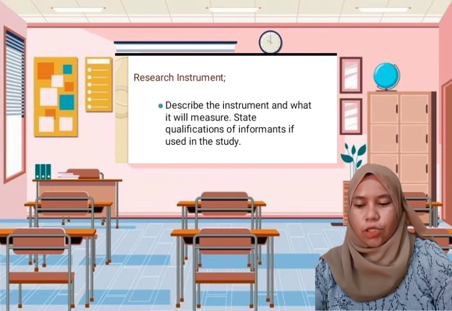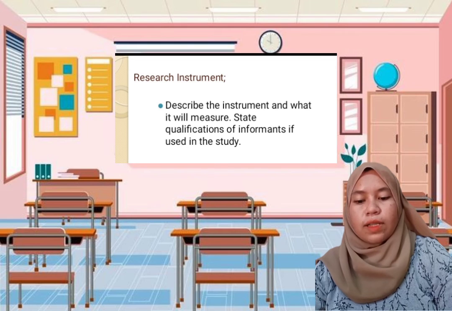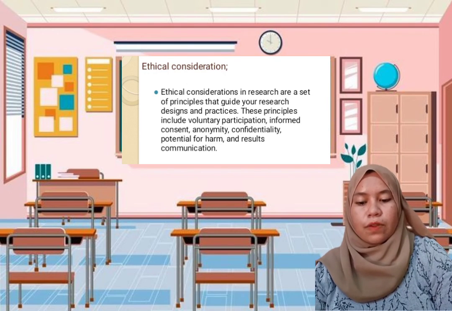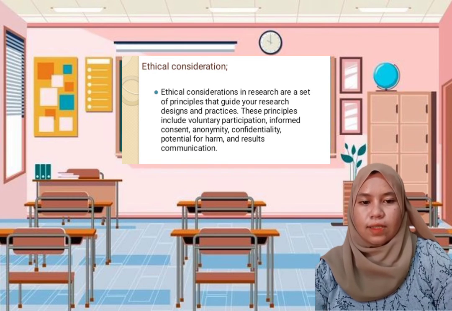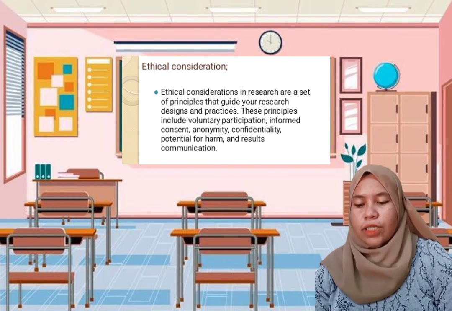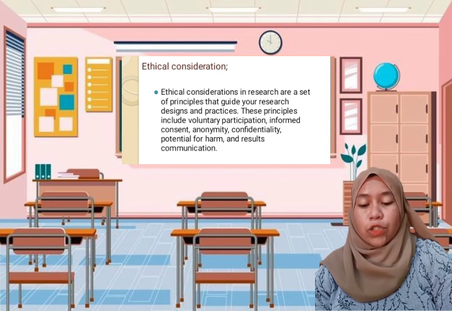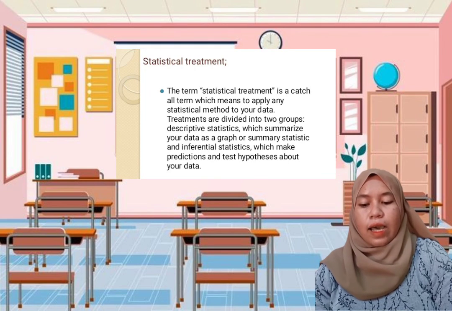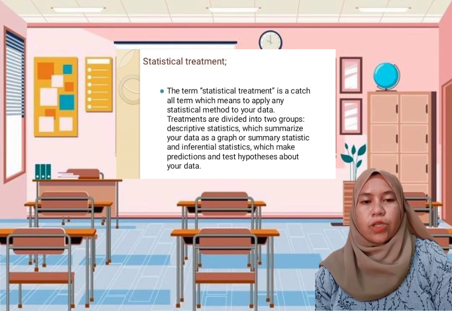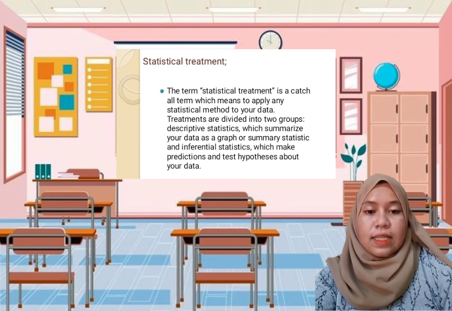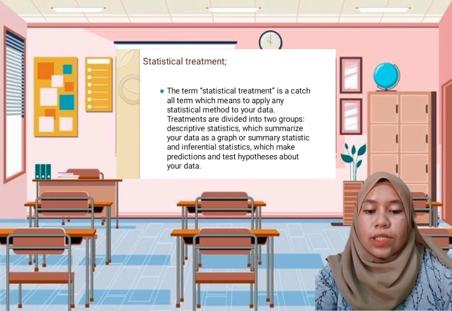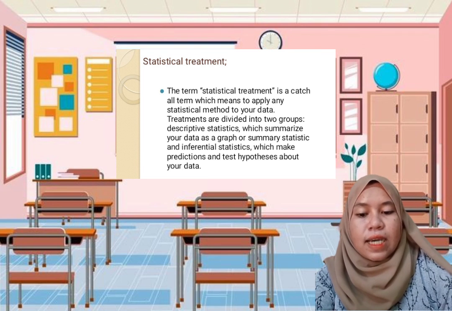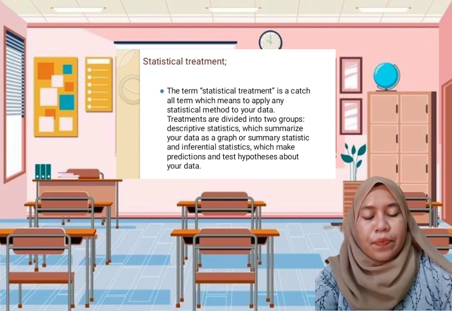Data gathering procedure. So, this is a person who answers relevant questions, evaluates outcomes, and makes predictions about future probabilities and trends. Then, ethical consideration. This is from what you choose to study and how you manage and utilize the data, and to how you publish and communicate your research. And the last is statistical treatment. The term statistical treatment is a catch-all term, which means to apply any statistical method to your data.